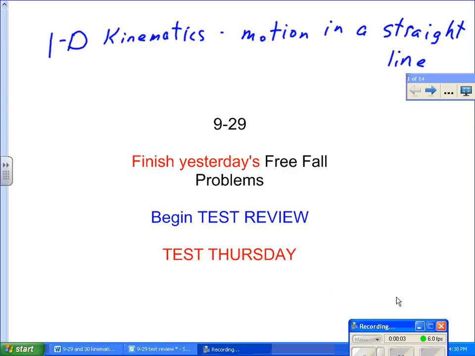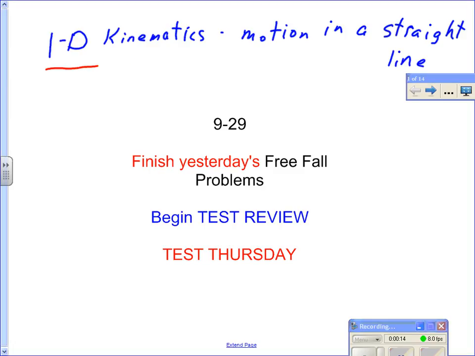Okay, we're getting ready for the test. Now, first thing, here's a freebie. We forgot to take this off the test. There's a question on the test that says motion in a straight line is called. And the answer to that is 1D kinematics.